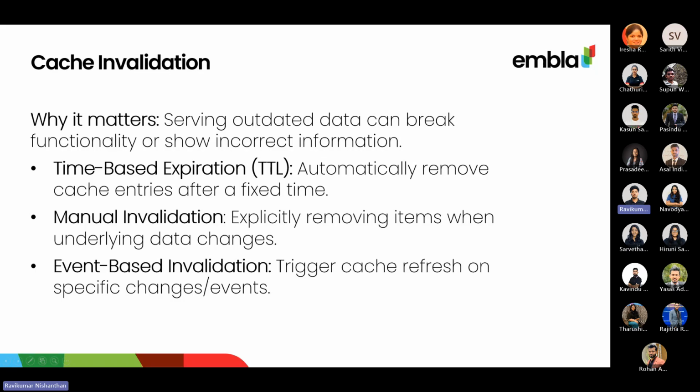And finally, there is event-based invalidation, where cache refreshes are triggered by specific events or changes in the system. This could be through messages, queues, or signals or hooks that tell your cache to update when it's necessary. So getting cache invalidation right is critical to maintaining both performance and data accuracy in your system.